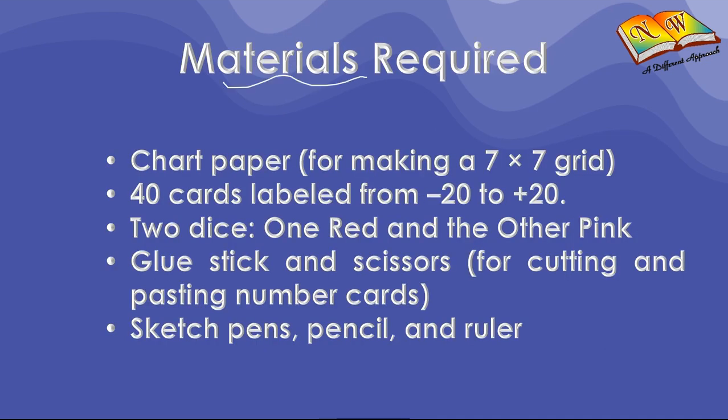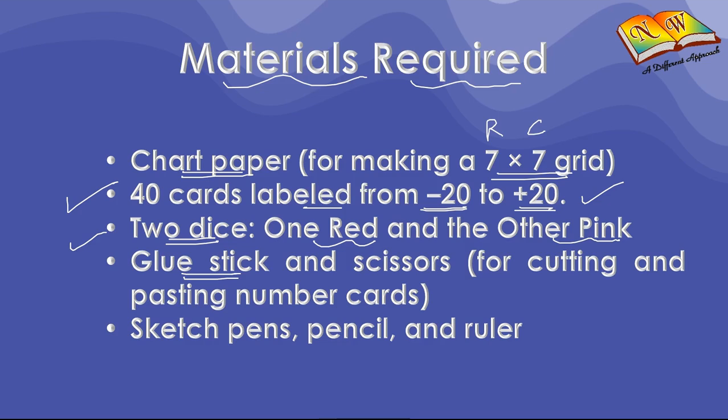The materials required to perform this activity are: chart paper for making a 7 by 7 grid, that means a grid having 7 rows and 7 columns. We need 40 cards labeled from -20 to +20, one integer written on each card. Then we require two different dice, one red and the other pink. You may choose some other colors as well. Then we require a glue stick and scissors for the pasting and cutting work, and sketch pens, pencil and ruler are some of the normal things we require.